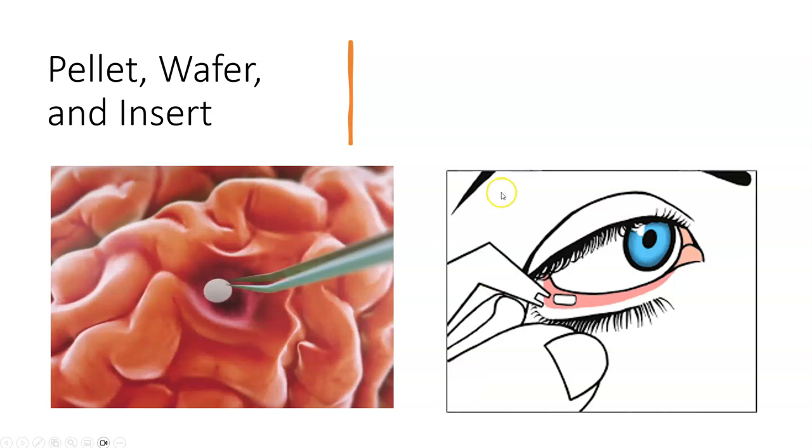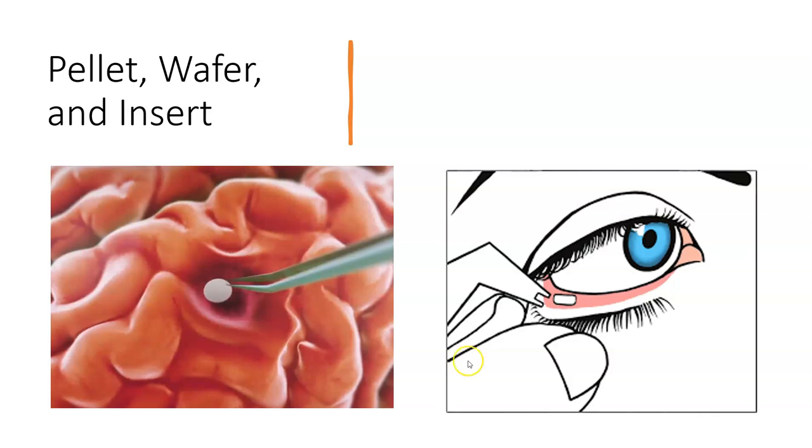Two more to go. So a pellet, a wafer, or an insert. A drug pellet can be placed within the body or a space in a body cavity where it will slowly release the drug into the surrounding tissues. Muse is a drug pellet that a man will insert into the urethra to treat erectile dysfunction.